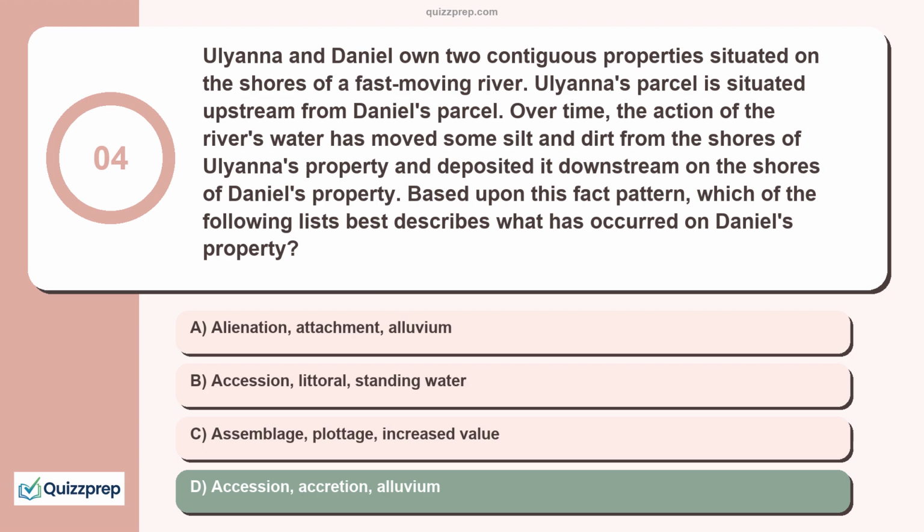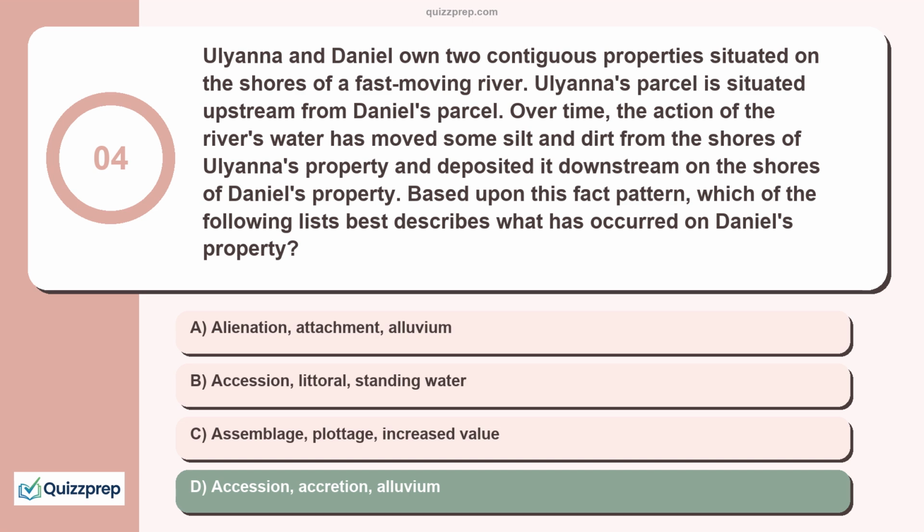A is incorrect. Alienation means to separate real estate from its owner. Alienation can occur either through voluntary means, for example sale, gift, dedication, etc., or involuntary means, for example foreclosure, tax sale, adverse possession, etc. Here, Daniel is acquiring property, not losing it.